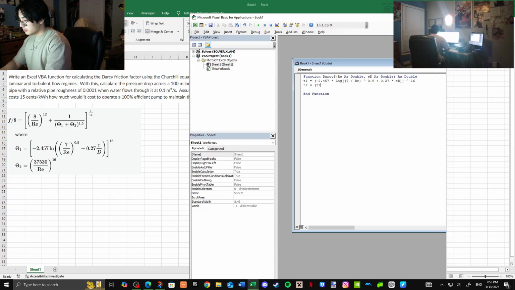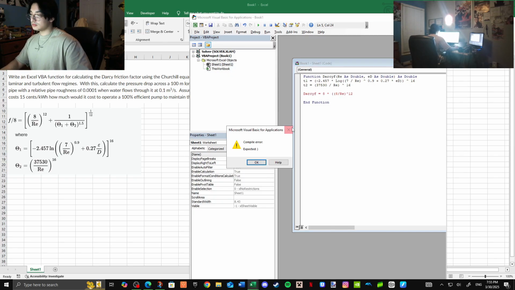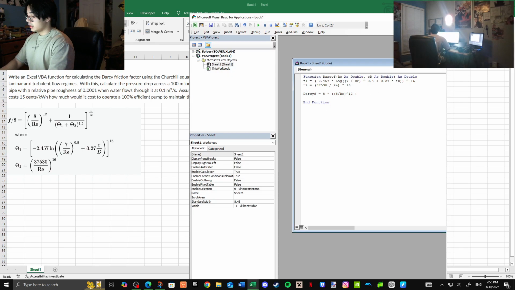The second theta is relatively simple. Over Reynolds number to the 16th. The Darcy friction factor is going to be equal to this entire right side times 8, since we just need the F value. We get 8 over Re to the 12 power plus 1 over T1 plus T2 to the 5th power, all of this to the 1/12.